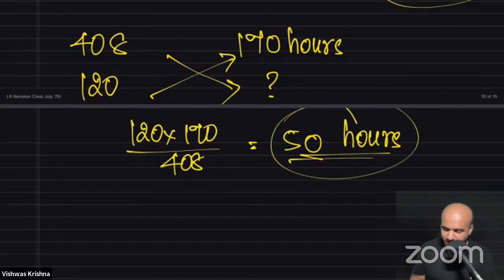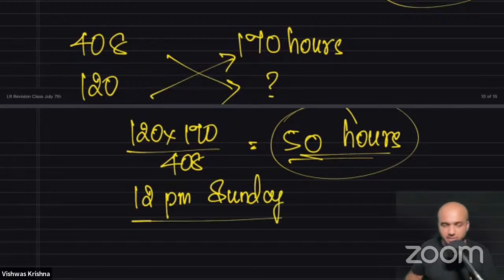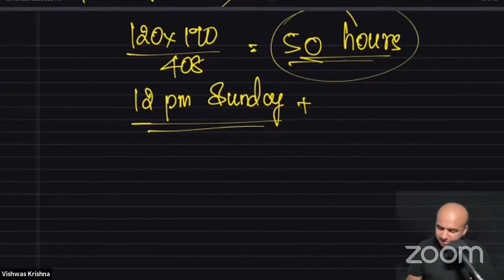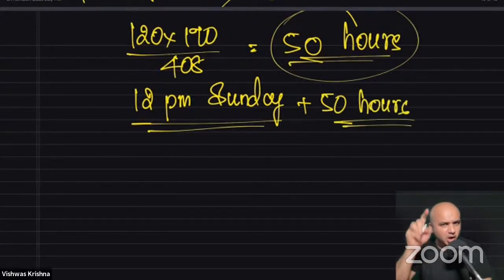From which day? From 12 p.m. Sunday. 12 noon is nothing but 12 p.m. anyway. From 12 p.m. Sunday, it has to cover 50 hours to show the right time. So from 12 p.m. Sunday, all you have to do is just add 50 hours to this. That's it. On that day, at that time, it will show the right time. That's your answer.